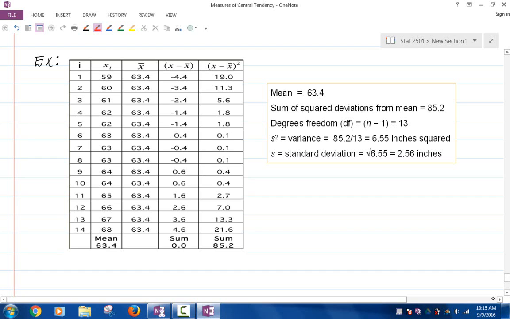So in this table, the observations that I have are in inches. Any questions on how we can calculate the sample variance and sample standard deviation? Anybody have any questions?